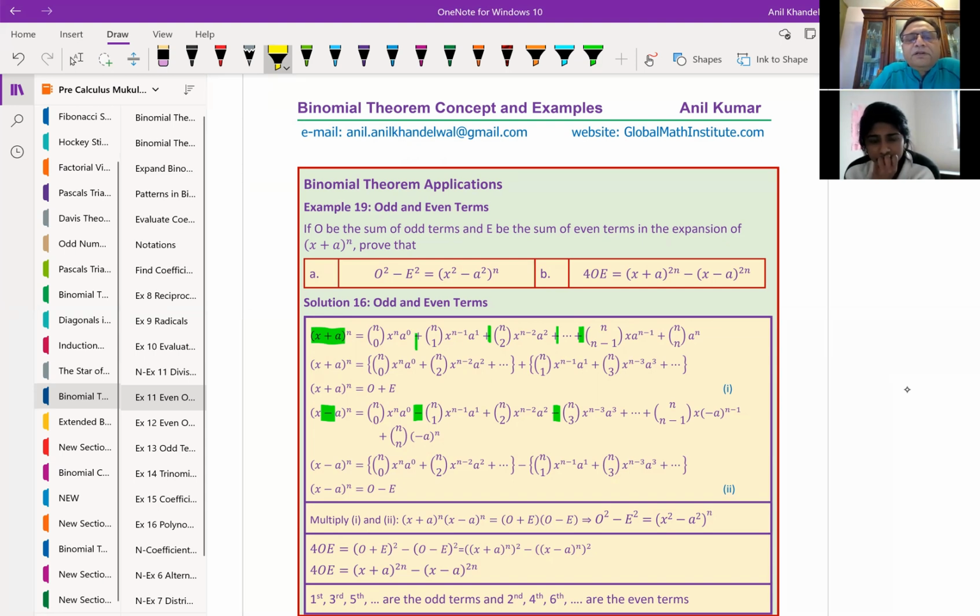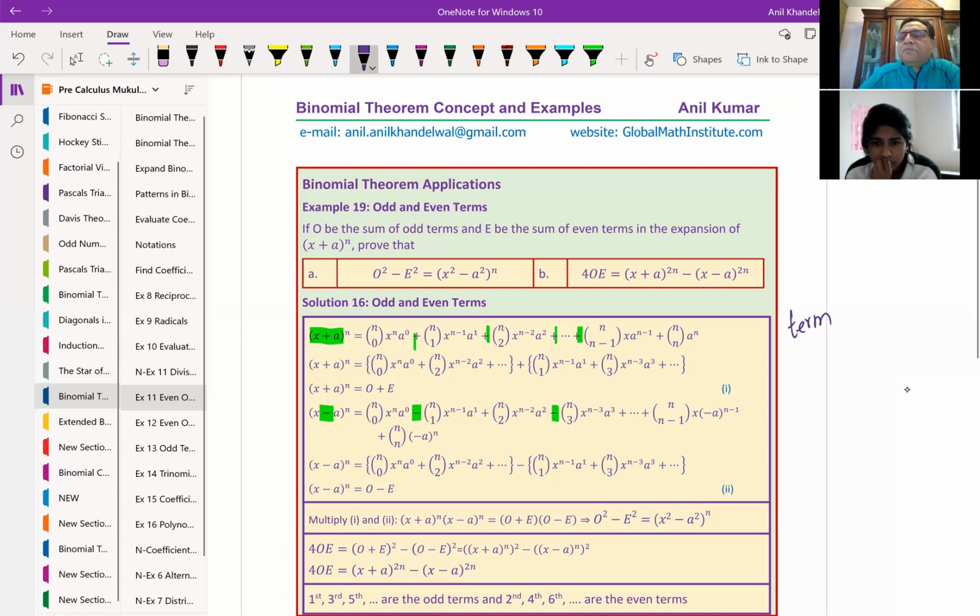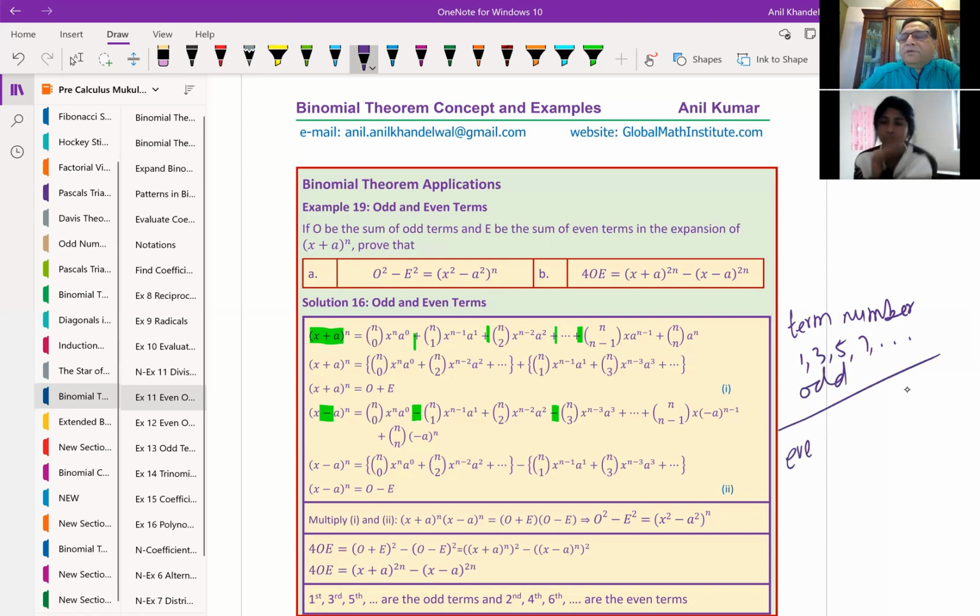When we say odd and even terms, we are saying term numbers 1, 3, 5, 7 are odd. These are odd numbers, right? When I say even term numbers, then it means term numbers 2, 4, 6, 0, 1.